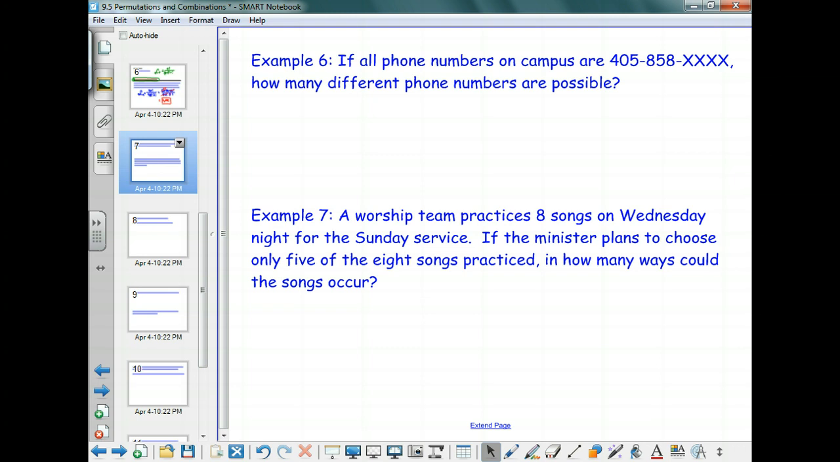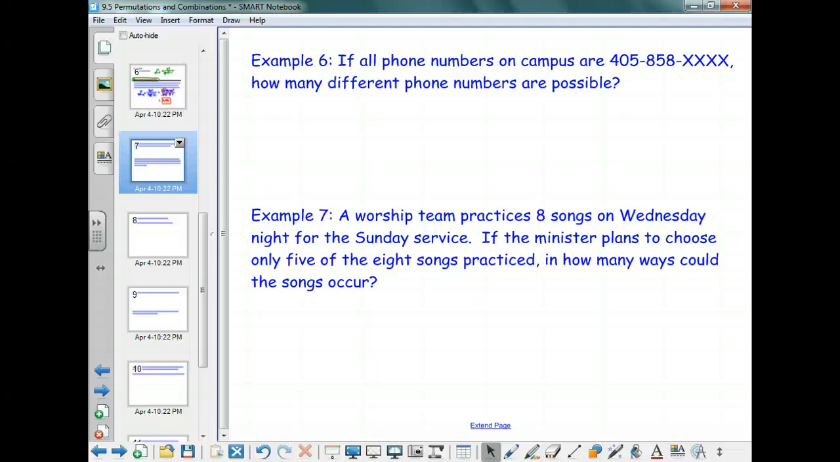All right, so we're going to take a look at some different things. These are going to be different random problems. Now, some of them order matters, some of them doesn't. We're just going to have to read the problem and figure the things out, okay? So, if all phone numbers on campus are 405, 858, and there's 4 digits after that, how many different phone numbers are possible? So, some of these are going to use permutations, some of these are going to use combinations, some of these are going to use fundamental principles of counting, and some of them are going to use a multitude of things at the same time, okay?